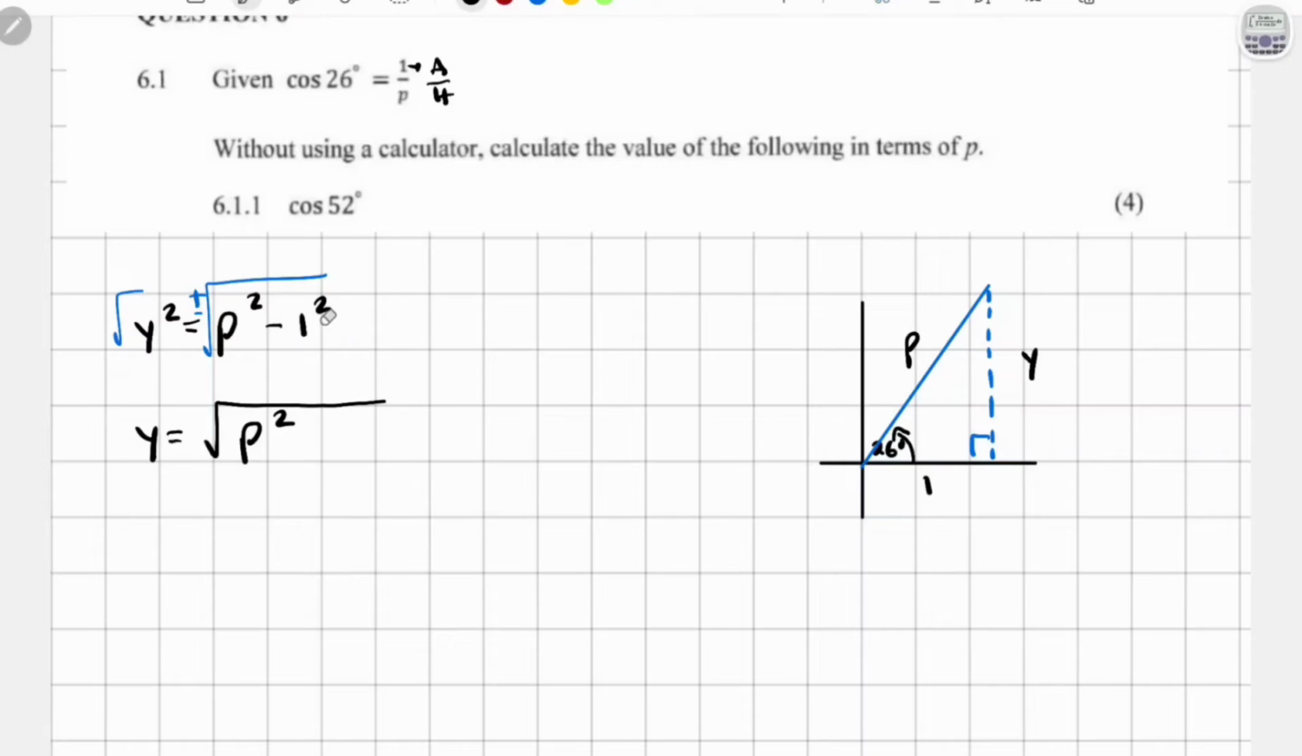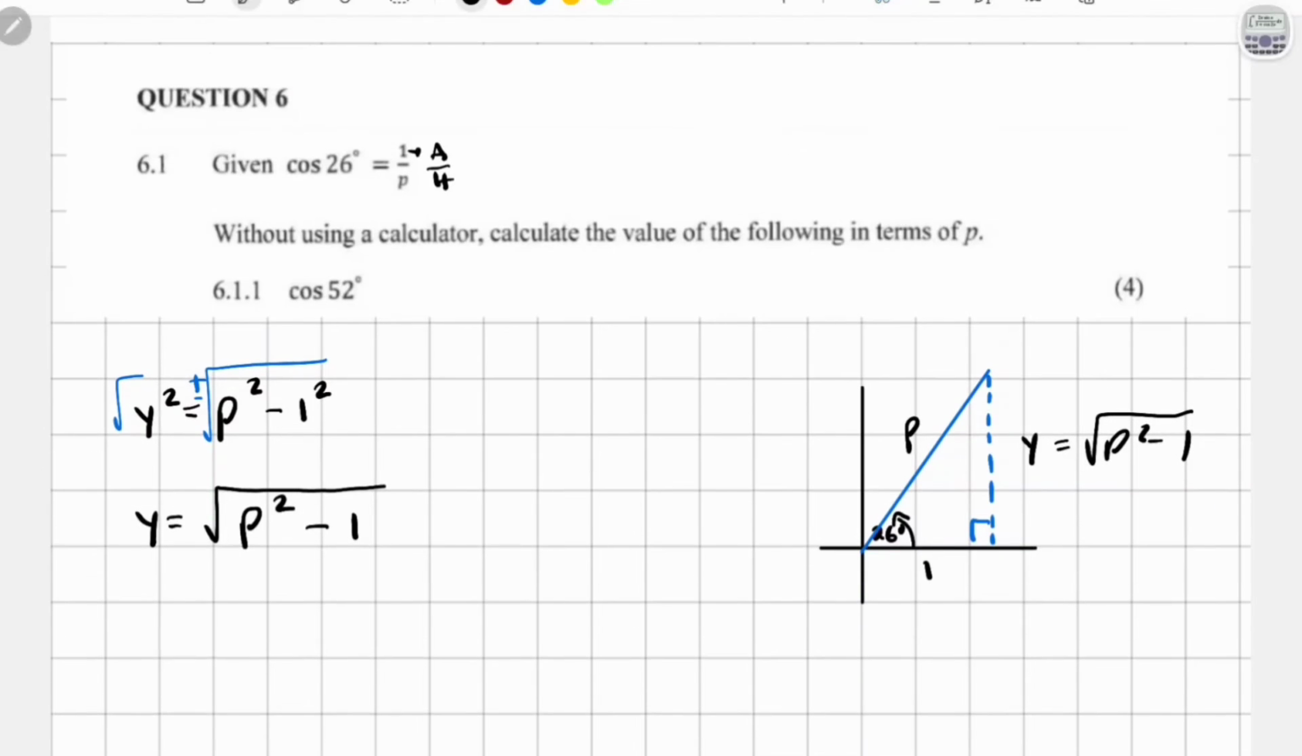If you square 1, you still get 1. Okay, it's not negative 1 squared. They didn't do this negative 1 squared. Okay, it's minus and then 1 squared, which is just 1. So y is equal to p squared minus 1. That's what we have there. That's square root of p squared minus 1. Okay, so the first question is actually asking us for this.